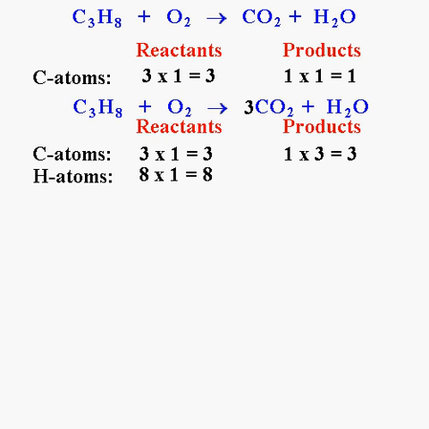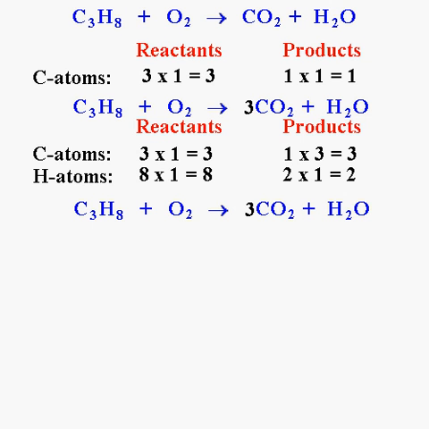On the product side of the equation, I have 2 hydrogen atoms in a molecule of water, and only 1 molecule of water, so I have 2 times 1, or 2 hydrogen atoms on the product side of the equation. So the hydrogen atoms aren't balanced. We're going to have to balance them. So let's rewrite the equation.